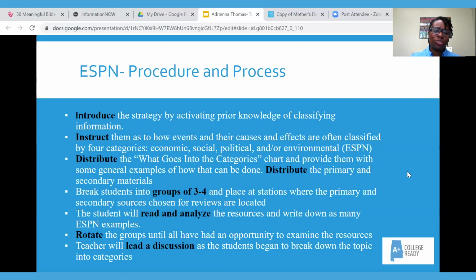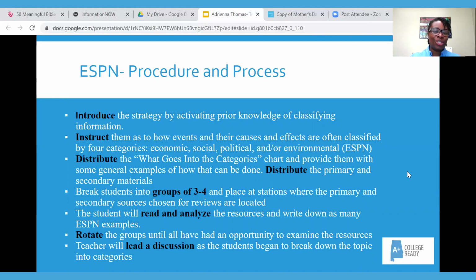Then you're going to instruct them as to how events and their causes and effects are often classified into 4 categories. And our 4 categories are economic, social, political, and environment. Then you will distribute the what goes into category chart. And you'll provide them with some examples. So don't just give them the chart, but as a class, talk about some examples to see if they understand what the 4 categories are and how to pull out that information.